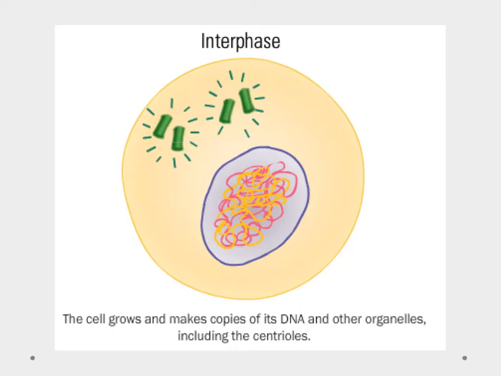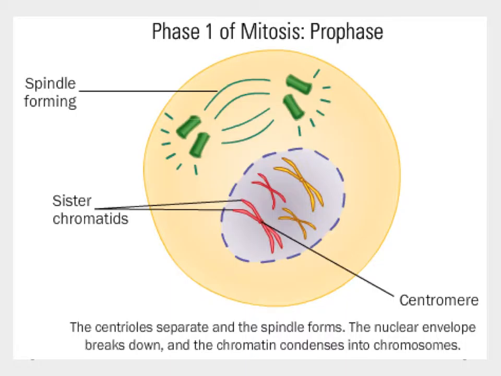So again, just in review, we're going to talk about interphase. Remember, interphase was made up of the G1, the S, and the G2 phase, and during interphase, the cell is going to grow. It's going to make copies of its DNA and other organelles, including the centrioles, and this is when it gets ready to divide, but it's also when the cell is functioning as it's supposed to. Once the cell has got ready for division, it enters the M phase and it starts mitosis.